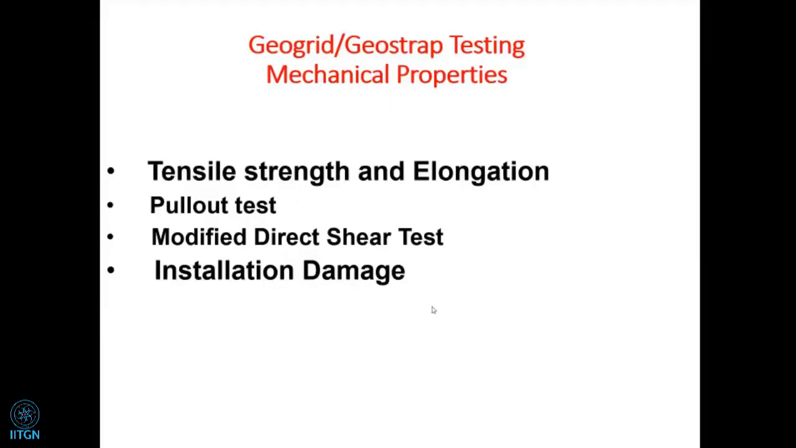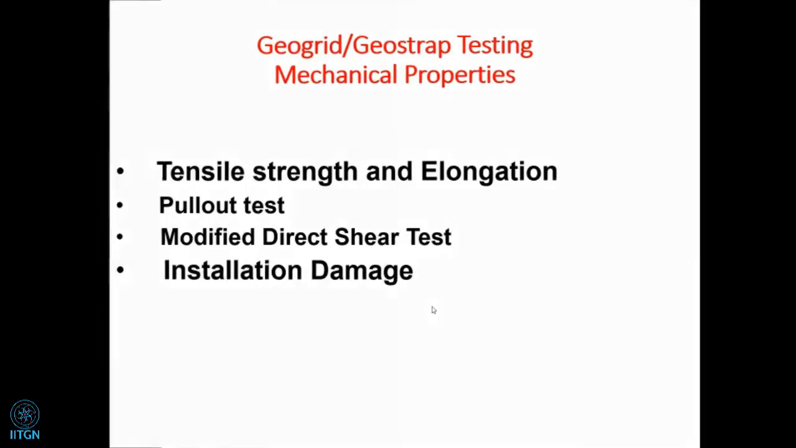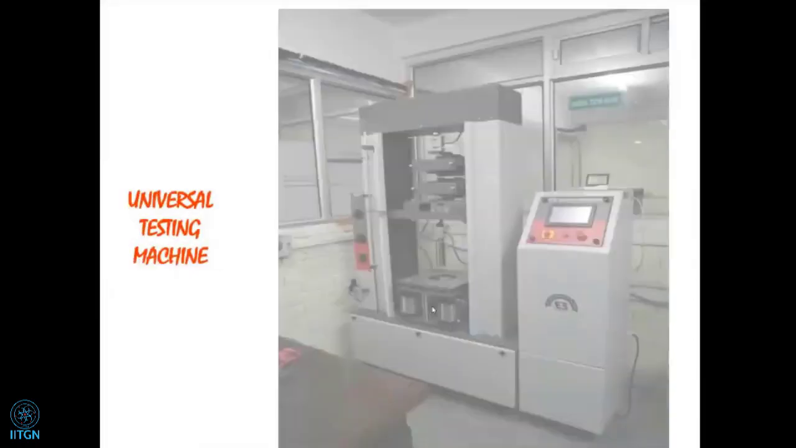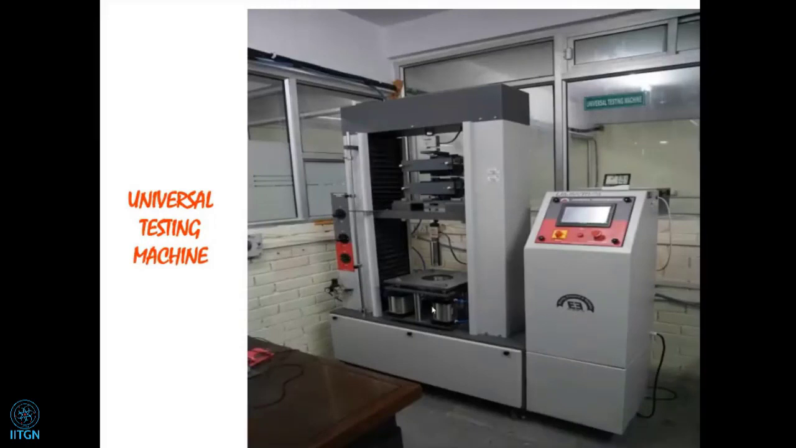Now, these are the main tests which we are going to discuss today for the geogrid or geostrap. They come under the mechanical properties testing. First, we'll discuss tensile strength and elongation, then the pull-out test, then the modified direct shear test, then the installation damage test. Installation damage test is basically a field test. It's not a laboratory test. This is the actual photograph of the universal testing machine in our laboratory with proper jaws and all that.